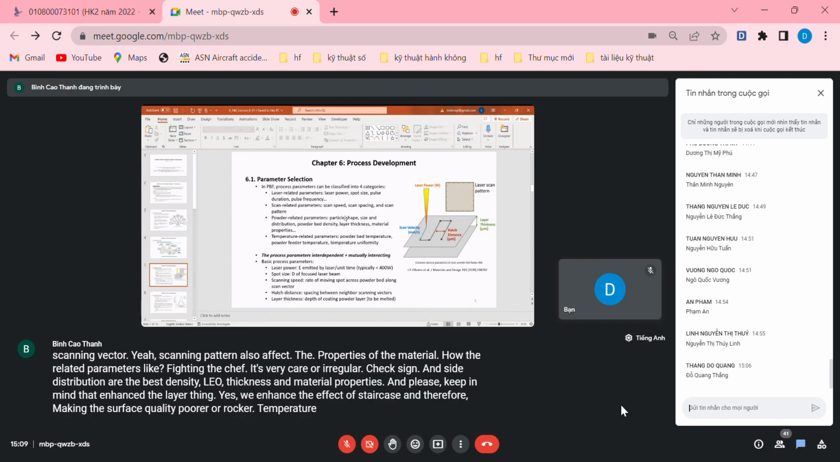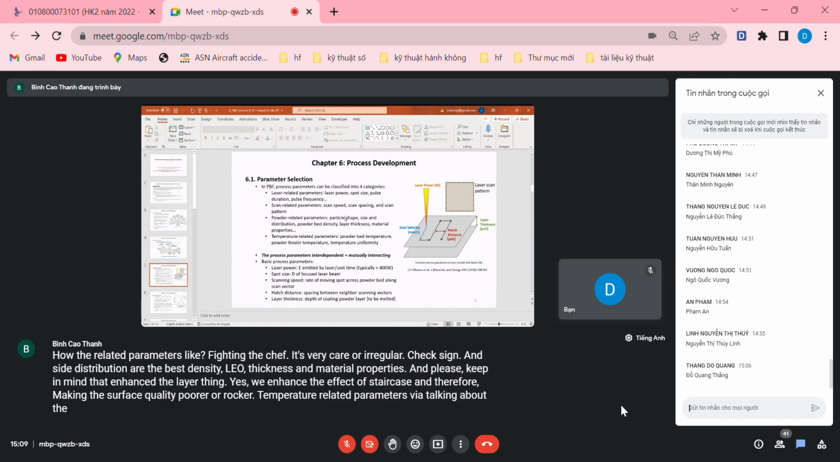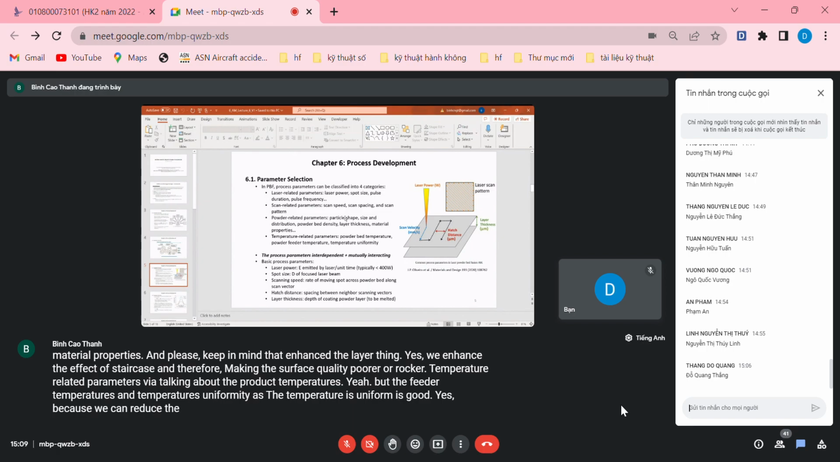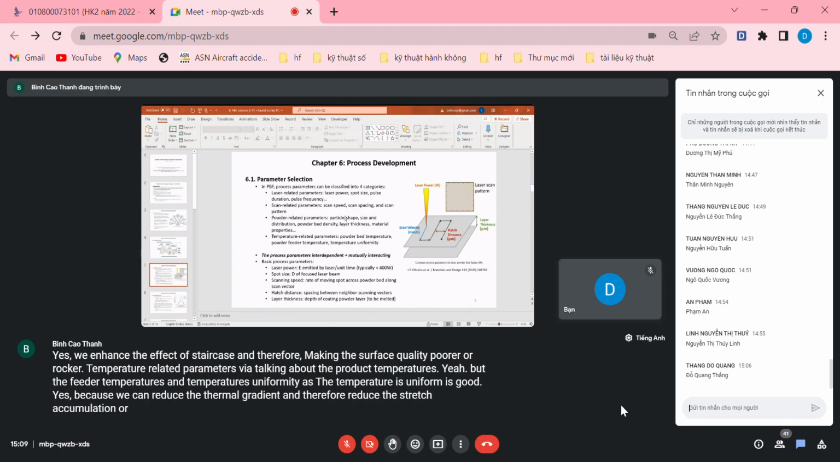Temperature-related parameters, we are talking about the powder bed temperature, the feeder temperature, and temperature uniformity. If the temperature is uniform, it is good, because we can reduce the thermal gradient and therefore reduce the stress accumulation or reduce the degree of residual stress.